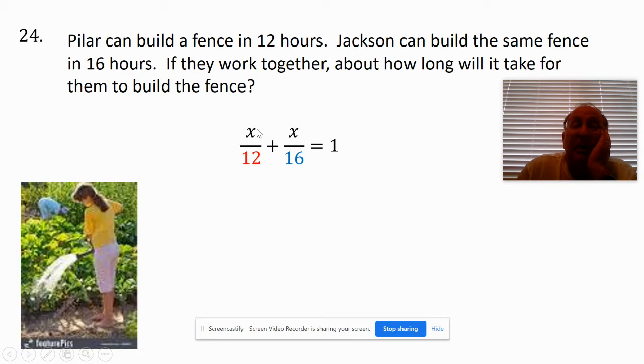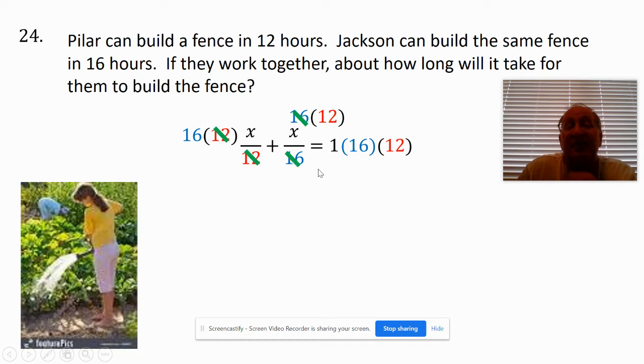So the time combined is x over 12. That's the fraction part he works, and x over 16 is his part. So I'm going to basically multiply everything by 16 times 12 because that's my common denominator, which I like about this. The 12s cancel, the 16s cancel. I do have to take 16 times 12 here times the 1 for the one task, which means I have 16x plus 12x equals 192.